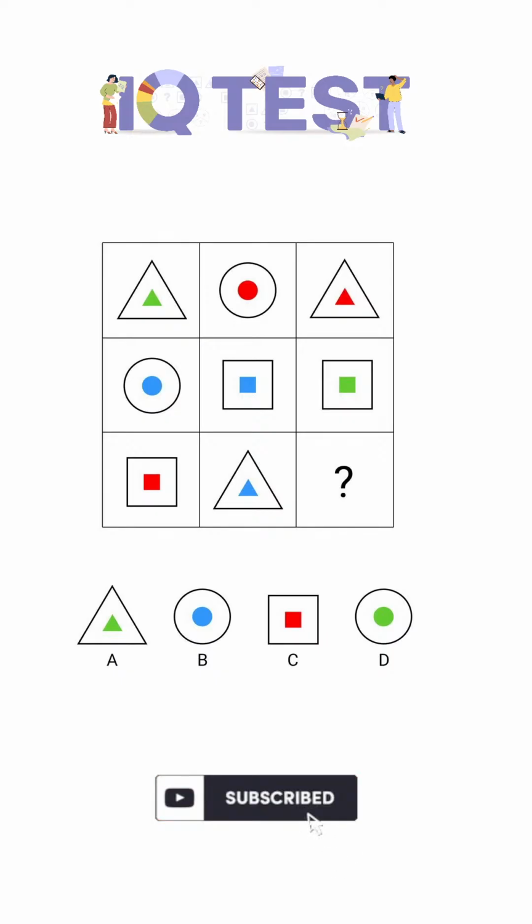So the answer here is option D. Okay. The answer here is D, which is the green circle. So let's move on. The answer we are saying over here is the green circle. So let's move on to the next one.